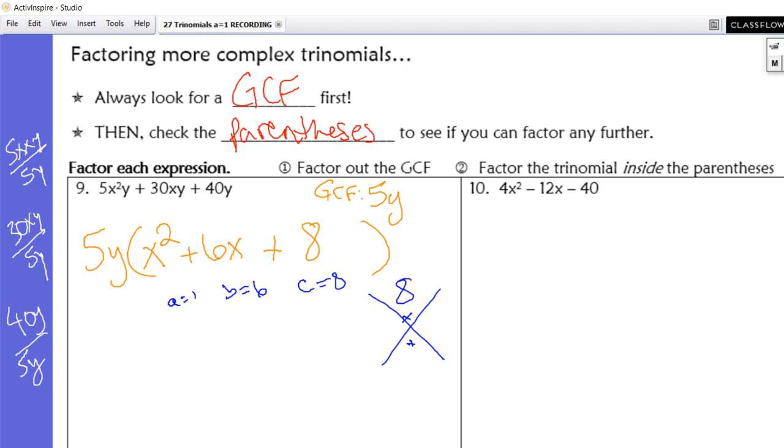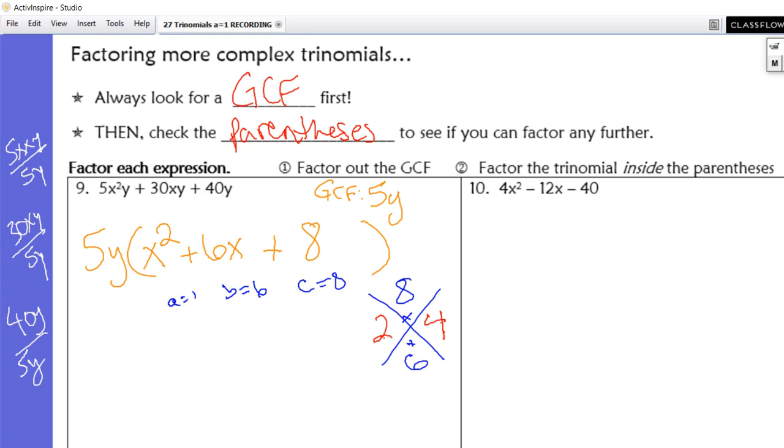A times c is 8, b is 6. So factors of 8 are going to be 1 times 8 and 2 times 4. Now I'm going to add those together. 1 plus 8, that's 9. That's not it. 2 plus 4, that's 6. Yeah, that's the one that I need. So factors of 8 which add up to 6 are 2 times 4. So 2 times 4 is 8, and 2 plus 4 is 6.